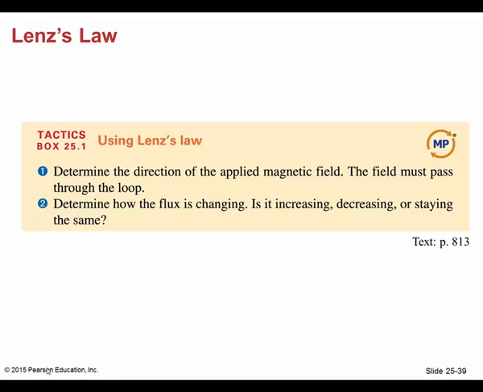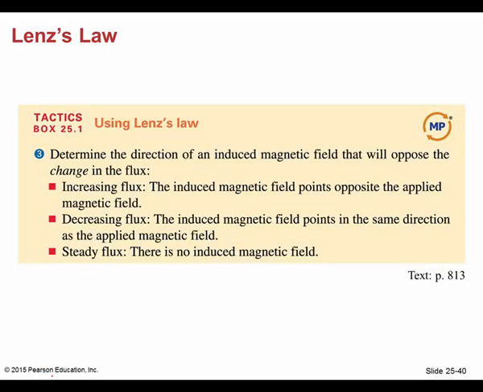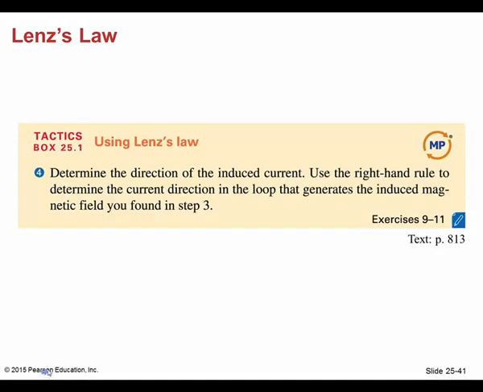So Lenz's law, again: you determine the direction of the magnetic field that it passed through, and then how much the flux is changing, increasing or decreasing. Then, of course, determine the direction of the induced magnetic field that will oppose the change in flux, okay? All right, and then you can read that. I'm not going to read it to you, okay?